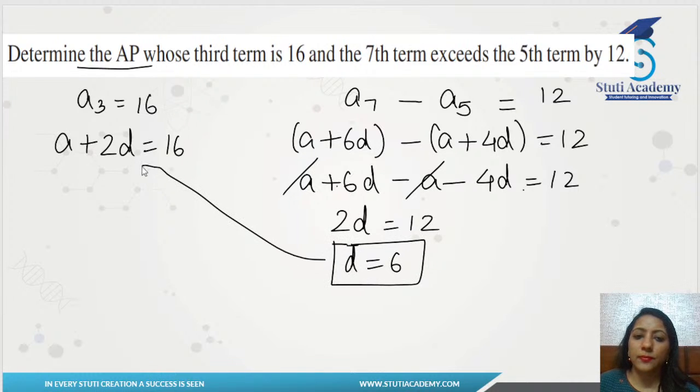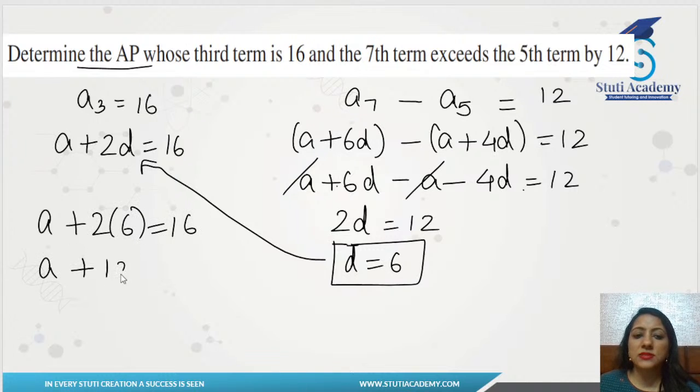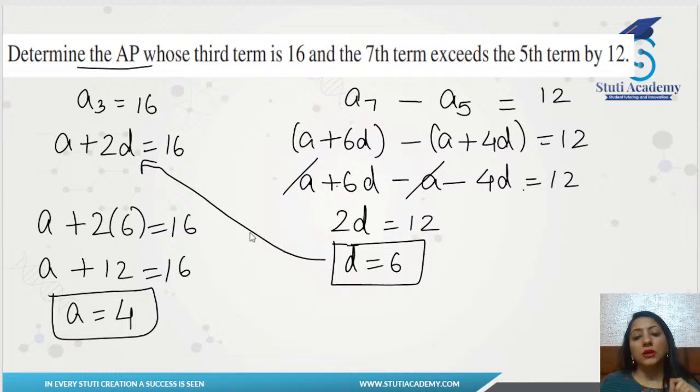Now this D is equal to 6. We can put it here. So we will get A plus 2 into 6 is equal to 16. That is A plus 12 is equal to 16. So we have A as 4. Now we've got the first term 4. We've got the common difference 6. Now we can write down the AP.